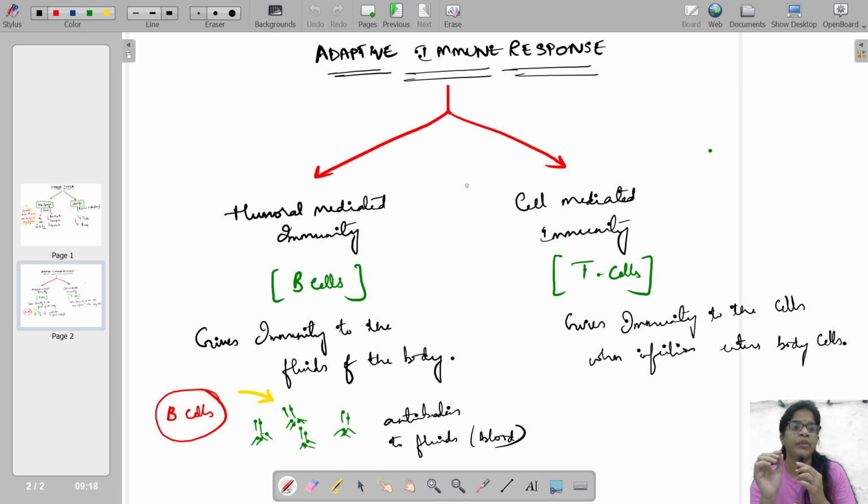Because the B cells produce more and more antibodies, they are more into the fluids. Like if a virus entered into a human's bloodstream, the immediate first line of defense apart from the innate immunity is the B cells, which produce the antibodies.